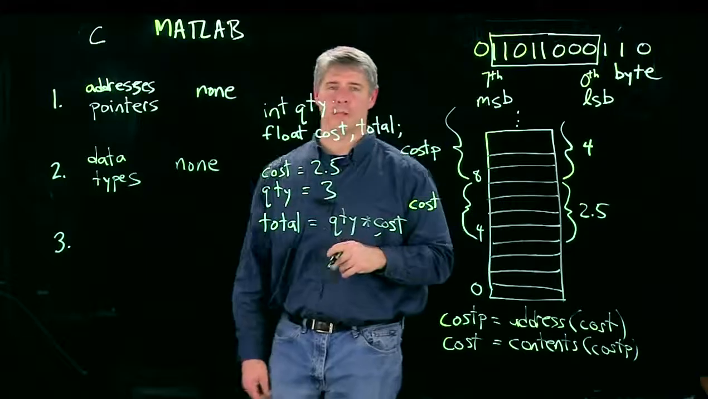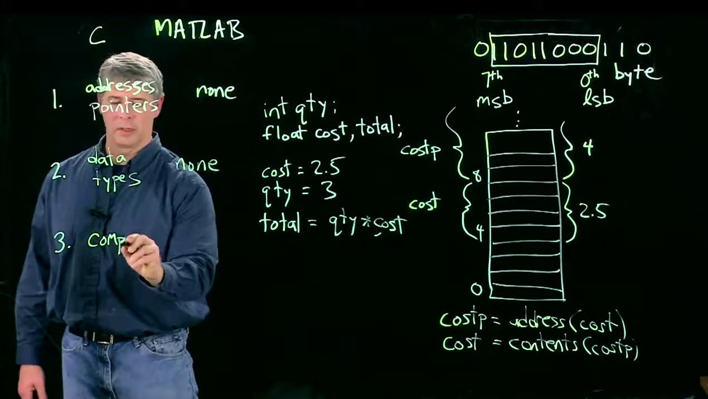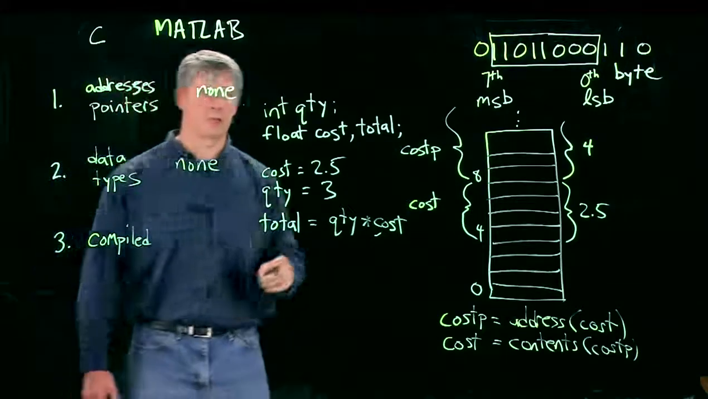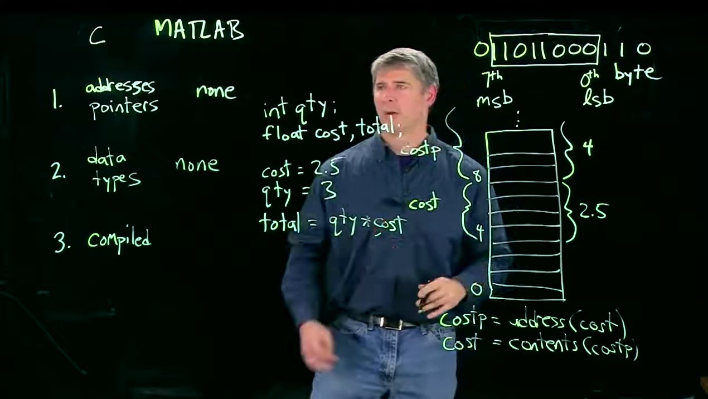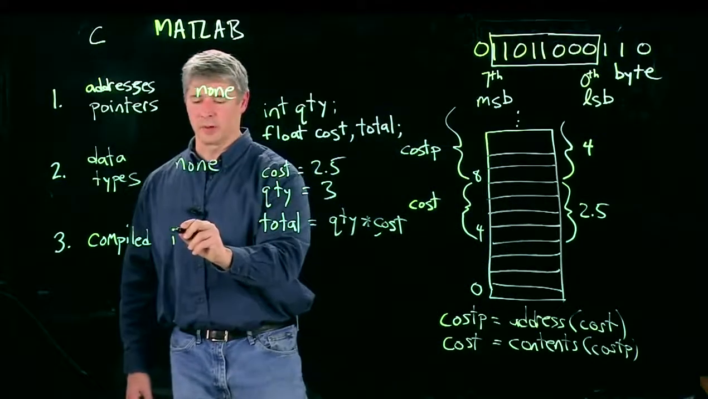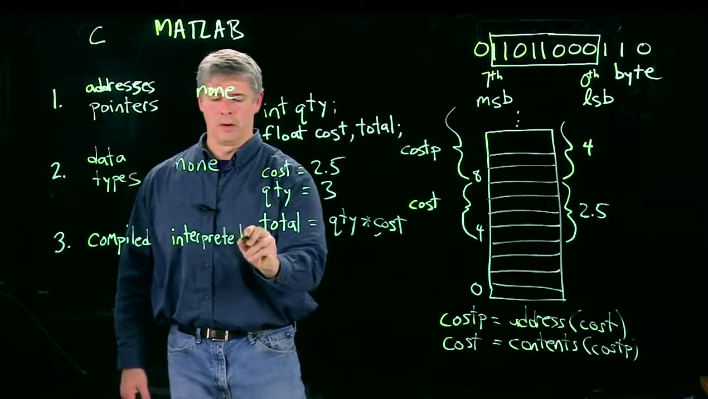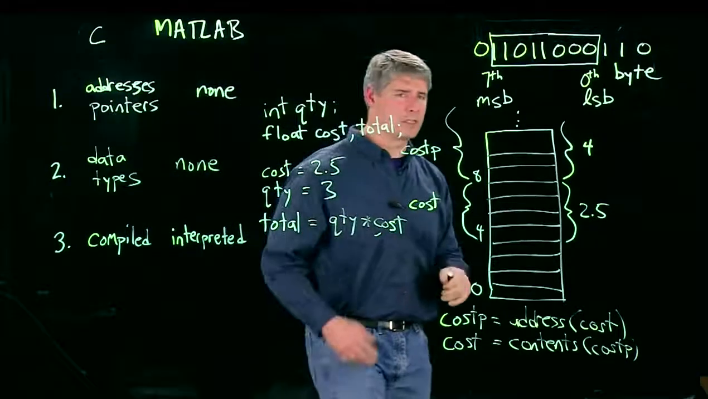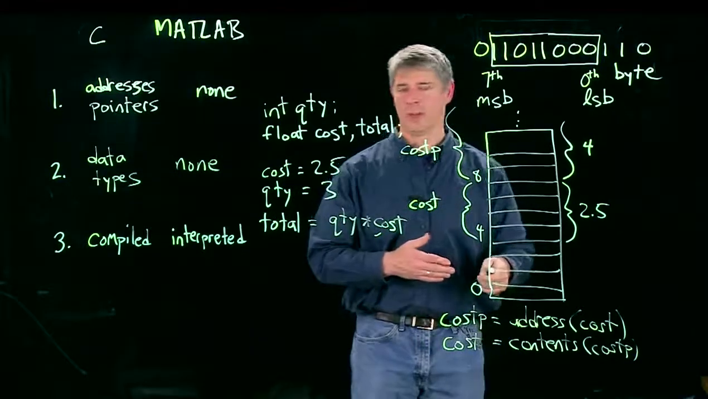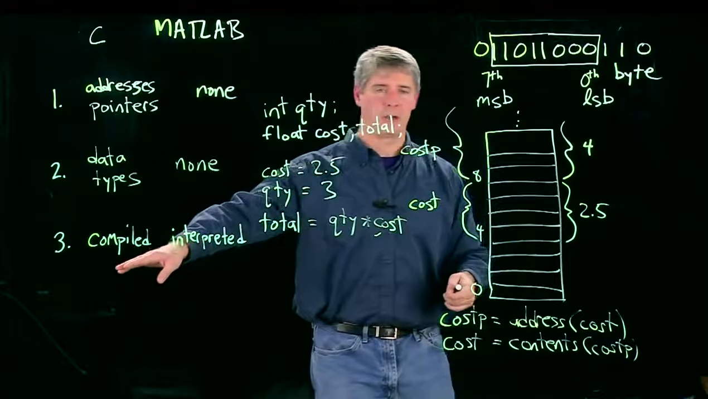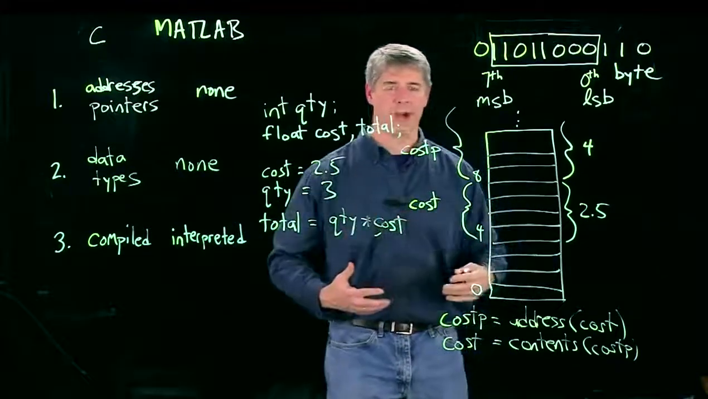Finally, the third difference between MATLAB and C is that C programs are compiled, meaning that your source code is taken and turned into an executable version of that code. Whereas in MATLAB, it's just interpreted, which means that your code is, in real time while it's running, turned into machine executable code. So this is a major difference. Compiled code can be optimized and generally runs faster because it's been fully compiled in advance.